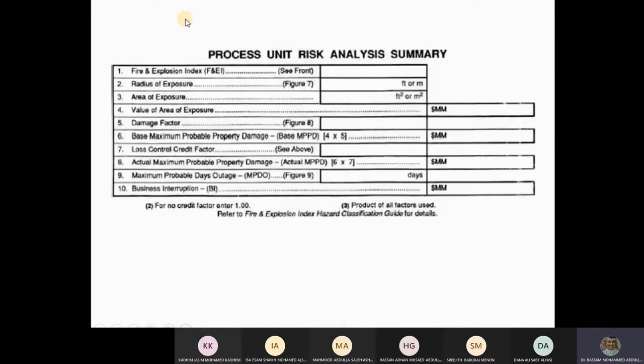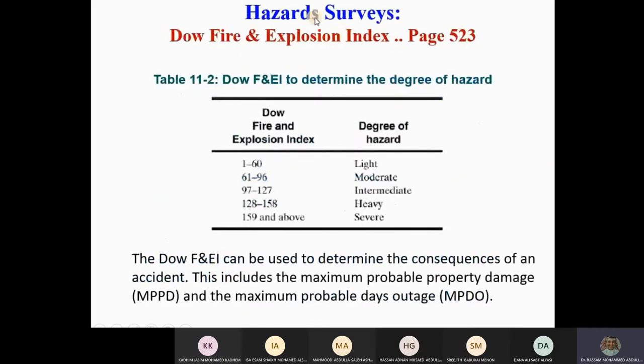loss control credit factor. And I also can have a summary analysis, the risk analysis summary, in which I put my fire index and of course I can put the details. There are a lot of details here: radius of exposure, area of exposure, just to reflect and decide based on the index, based on the areas that are exposed, the damage factor, and that control credit factor that I have. And putting all that information, I can also put a value and see how much that contributes in total.